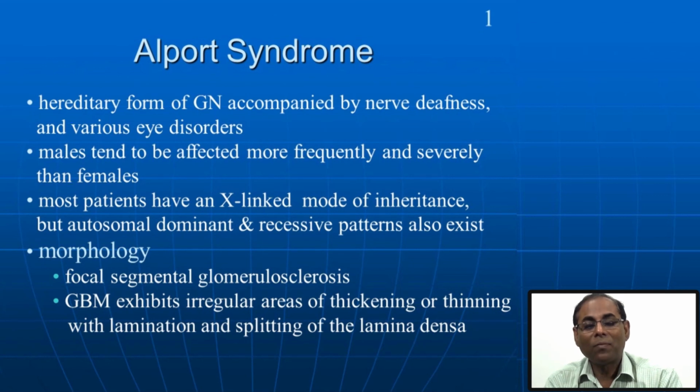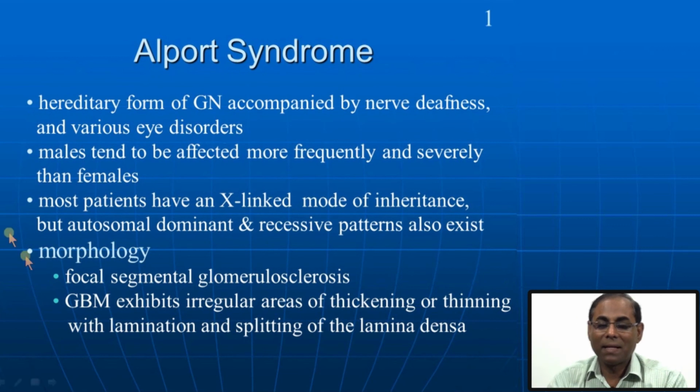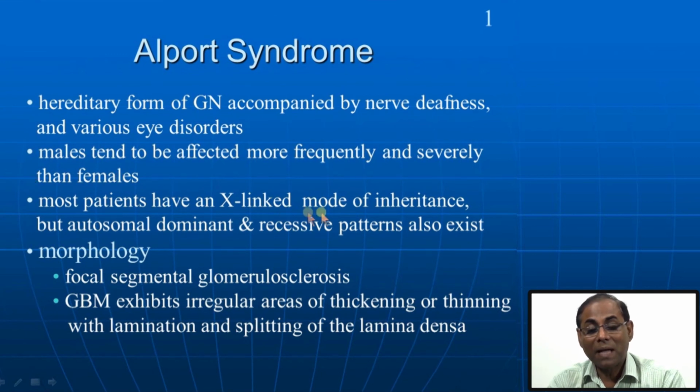So, that is why one of the important ones is Alport syndrome. This is a hereditary form of glomerulonephritis accompanied by nerve deafness and various eye disorders. Males tend to be affected more frequently and more severely than females. Most patients have an X-linked mode of inheritance, but autosomal dominant and recessive patterns also exist.